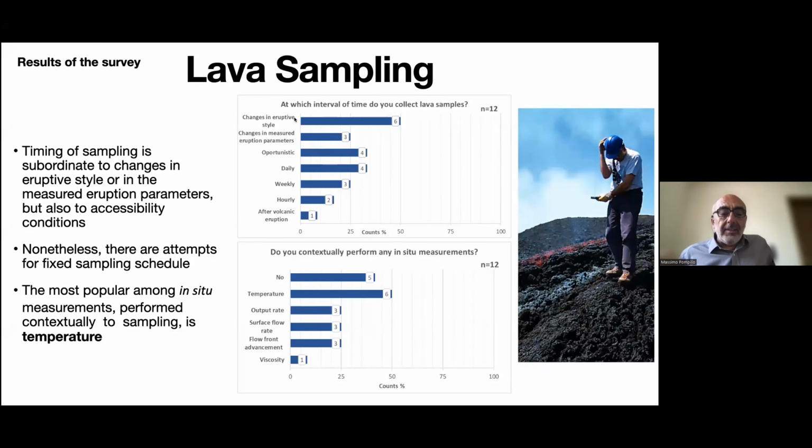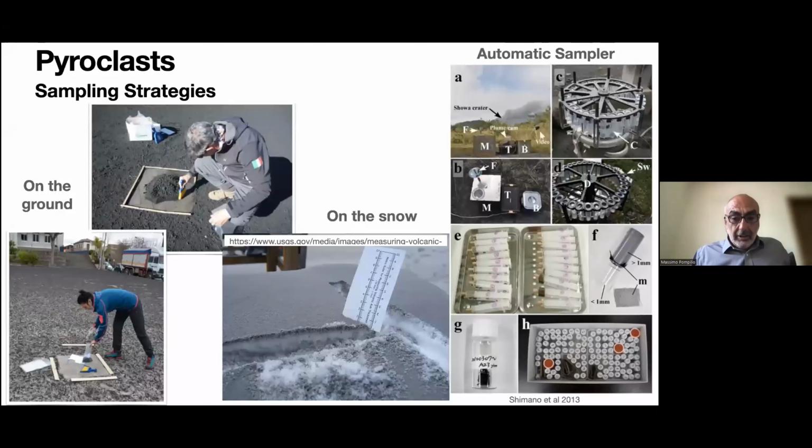How often is lava sampled? Generally when there are changes in eruptive style, or opportunistically when people go there daily, weekly, and so on. After a volcanic eruption, obviously, if you have a very fast, short-lived eruption, it's the only way. Pyroclasts are the same. Most people collect pyroclasts on the ground or on the snow. And in recent years, automatic samplers have started to become very popular.